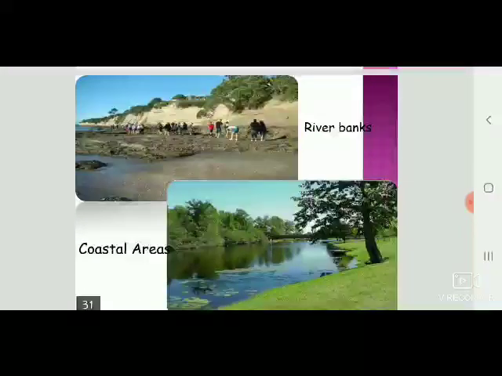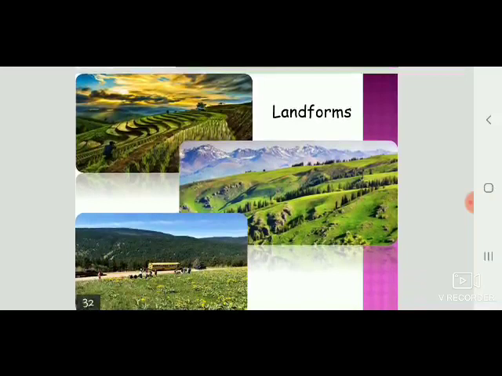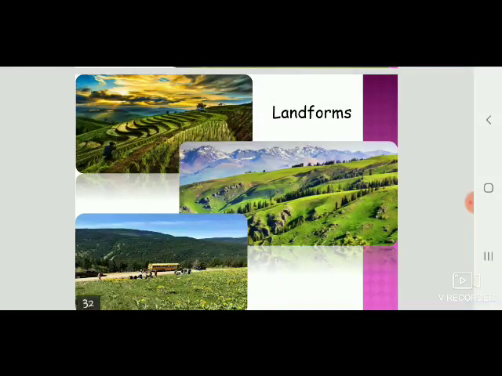Below given a few of the images on a field visit. The first image shows the river banks. The second image on the screen shows the coastal areas. Next, we have the different kind of landforms. Mountain slopes, different agriculture carried on different mountains, or a hilly area.